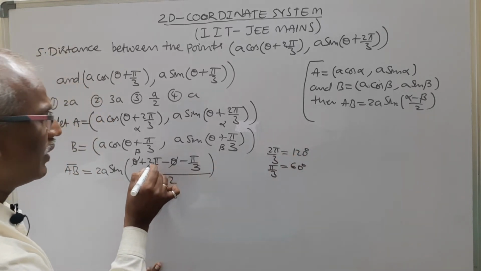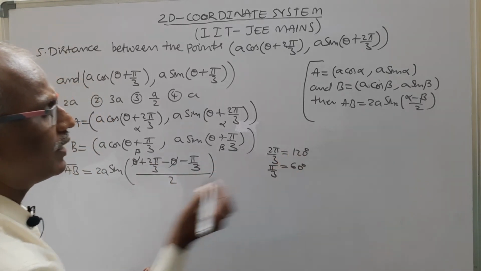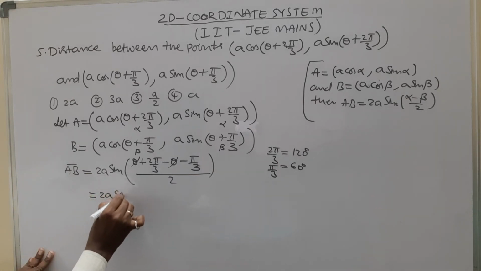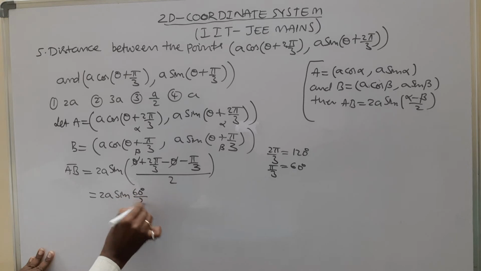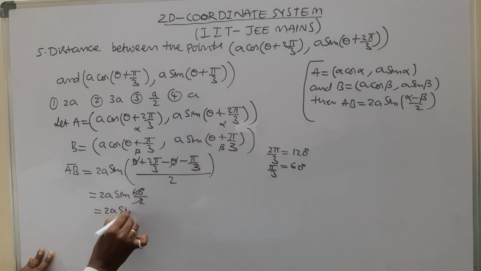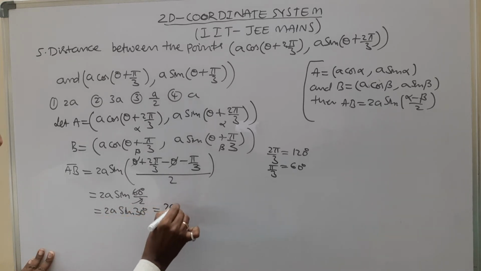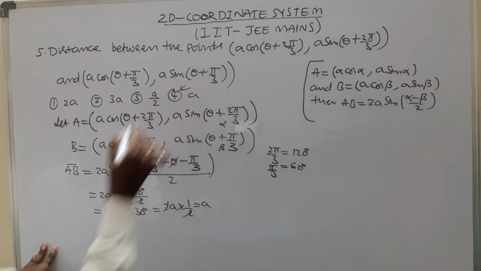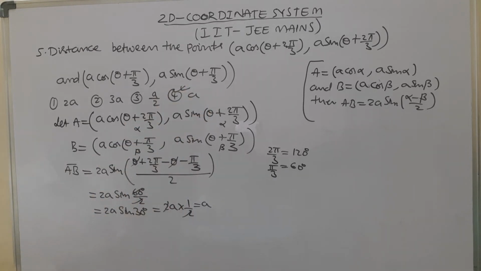Here this is 120 degrees, this is 60 degrees. 120 degrees minus 60 degrees is 60 degrees. 2A sin 60 degrees by 2, which is 2A sin 30 degrees. The sin 30 degree value is 1 by 2. 2A into 1 by 2, the 2 gets cancelled. The result is A. Therefore, in the fourth option, the distance AB equals A.